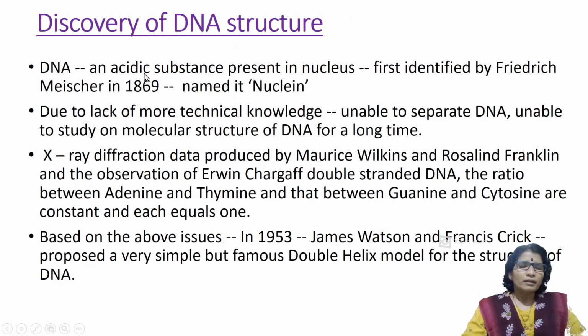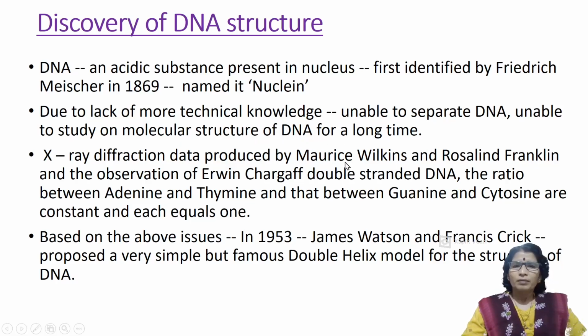How was the structure of DNA discovered? DNA is an acidic substance which is present in the nucleus. This was first identified by Friedrich Miescher in 1869, and this acidic substance was named nuclein. At that time, that acidic substance was not called DNA, just named nuclein. In those days, due to lack of technical knowledge, scientists were unable to separate DNA and unable to study the molecular structure of DNA for a long time.